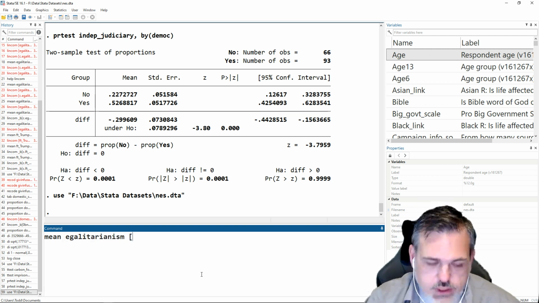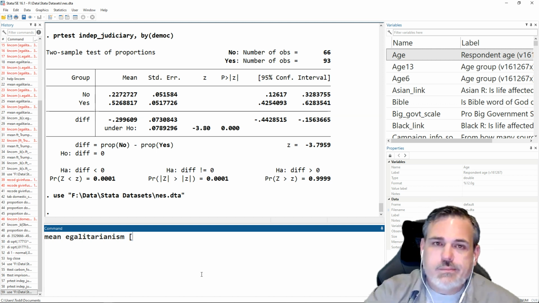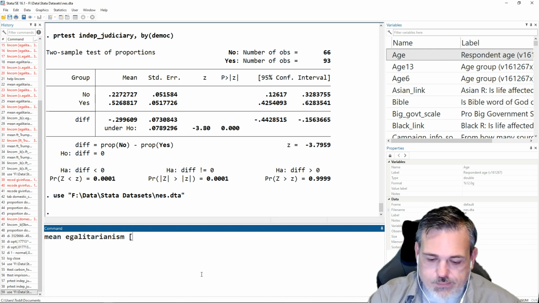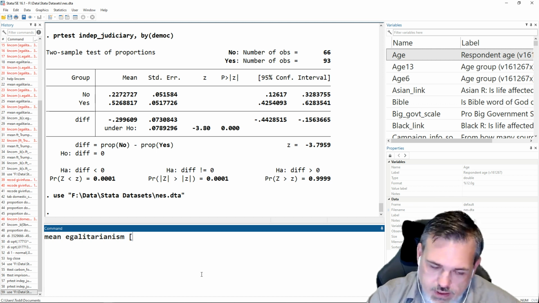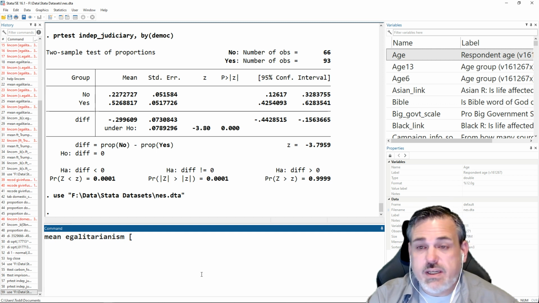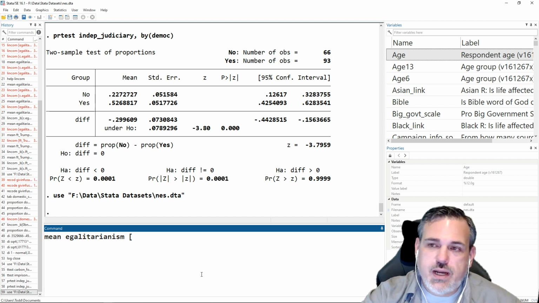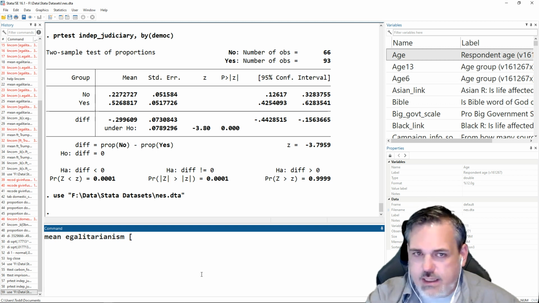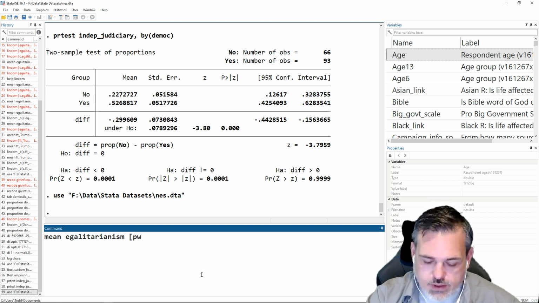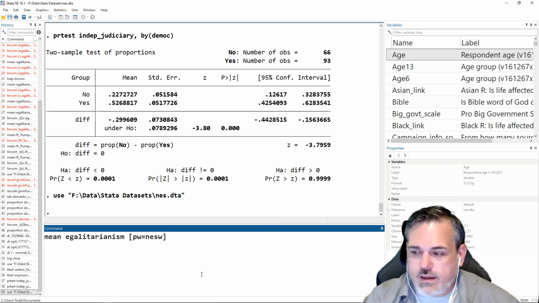I also want you to note that this week, if we're working with the NES or the GSS, instead of typing analytic weight, you're going to want to type in probability weight, or PW. The reason is that we're going to be assessing this data as compared to another sample, and I'll explain the intuition behind that in a moment. It's the same weight, but you have to make sure you type it in.